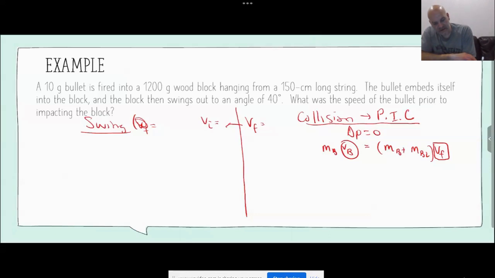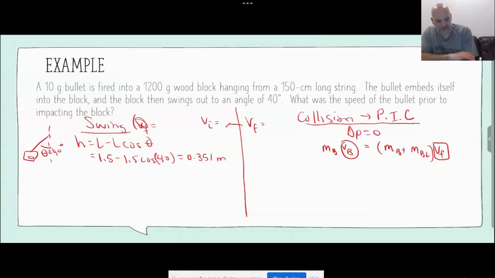Now, they tell us that it'll swing up to 40 degrees. So here's our bullet and block, and this is 40 degrees. The first thing we have to use is our little shortcut equation we learned back in Unit 4 to find the height. So we're going to do 1.5 minus 1.5 cosine 40, and it gives us a height of 0.351 meters. So if this is my h equals 0 point down here, I've traveled up 0.351 meters.